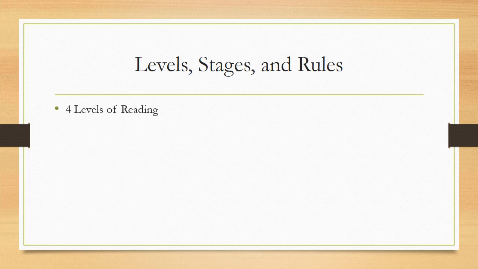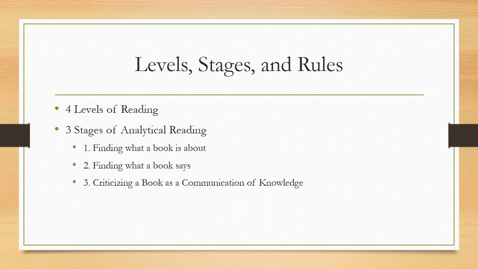You've got the 4 levels of reading, but then with analytical reading, you've got 3 stages. Stage 1 is finding what a book is about. Stage 2 is finding what a book says. And stage 3 is criticizing a book as a communication of knowledge. To paraphrase a little bit in my own words, to make this clearer: finding what a book is about and finding what a book says, I mean, that sounds pretty similar, right?